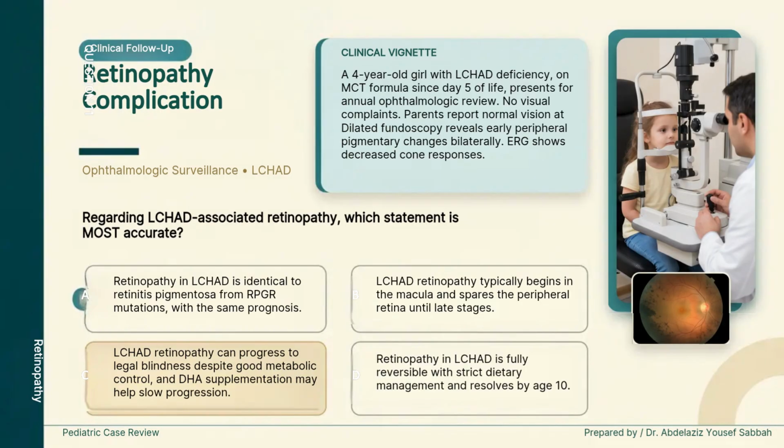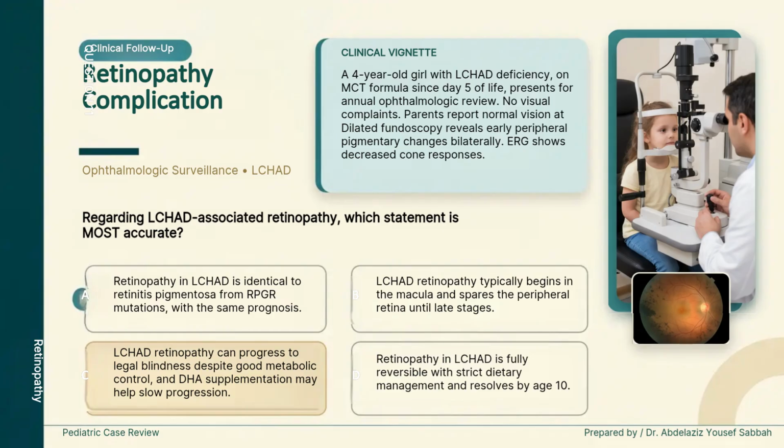Question 11. A 4-year-old girl with LCHAD deficiency on medium-chain triglyceride formula since day 5 of life presents for an annual ophthalmologic review. She has no visual complaints, and her parents report normal vision. Dilated fundoscopy reveals early peripheral pigmentary changes in both eyes, and electroretinography shows decreased cone responses. Regarding LCHAD-associated retinopathy, which statement is most accurate?